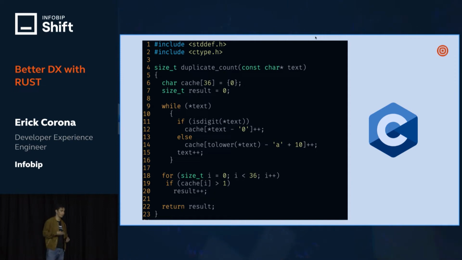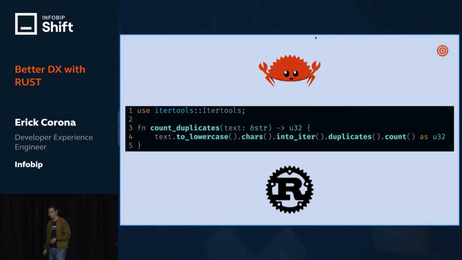A lot of things have improved and have been changing since the 70s. So now we have much cooler things like this. As you can see, this code is very easy to read. Actually, the previous examples do the same thing as this, which is just counting the duplicate letters in a string. And well, you can see that this is like English. It's just text to lowercase, then you get all the characters. You request a special iterator that can find the duplicates, and then you just count the amount of elements in that result and return it as a 32 unsigned integer.